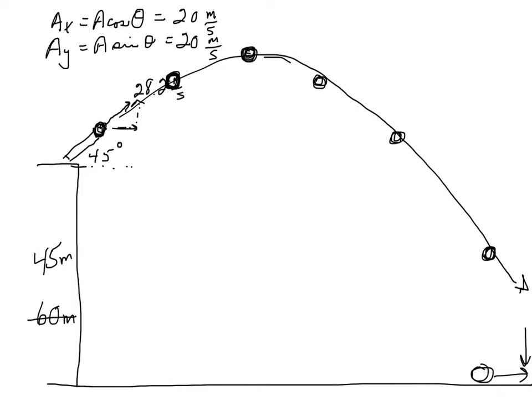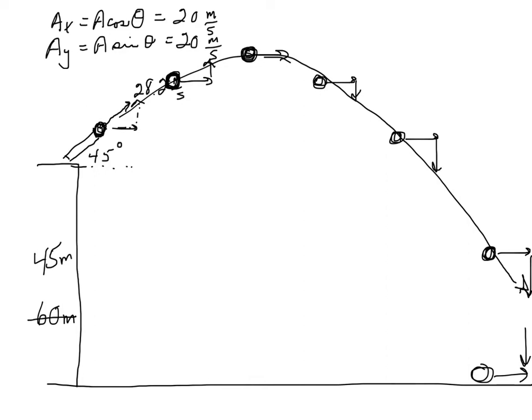But before I do that, let me just draw these vectors in. On each of these, you should have a horizontal component of 20 meters per second, and a vertical component, in this case, of plus 20, plus 10, 0, minus 10, minus 20, minus 30, and then it's going to hit the ground before it gets to minus 40.